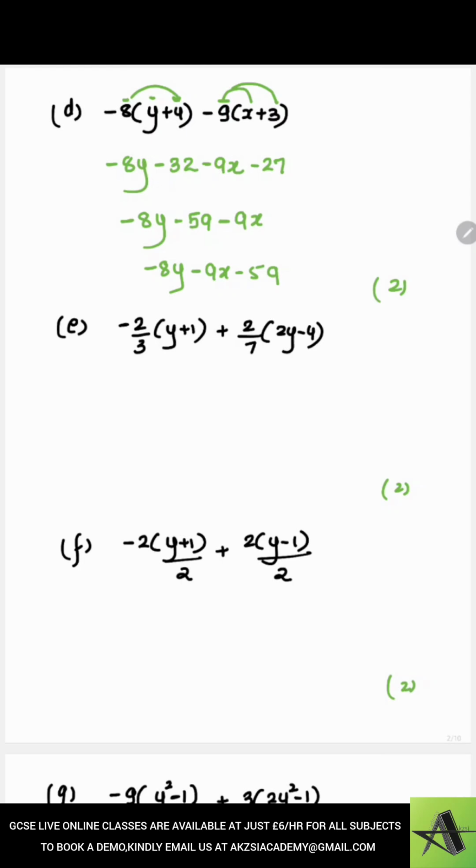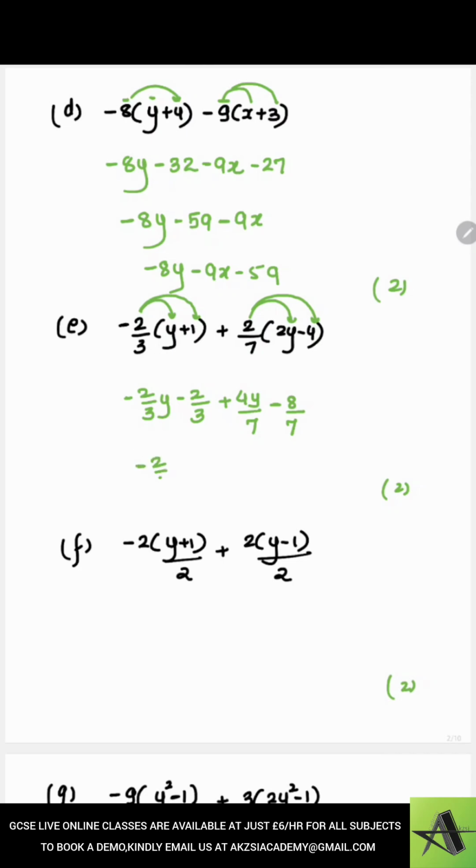Here again we have to do the same thing. That means just expand the single brackets first. So minus 2 over 3 times y is minus 2 over 3 y. Minus 2 over 3 times 1 is minus 2 over 3. 2 over 7 times 2y is plus 4y over 7. And 2 over 7 times minus 4 is minus 8 over 7. Now we just need to simplify.